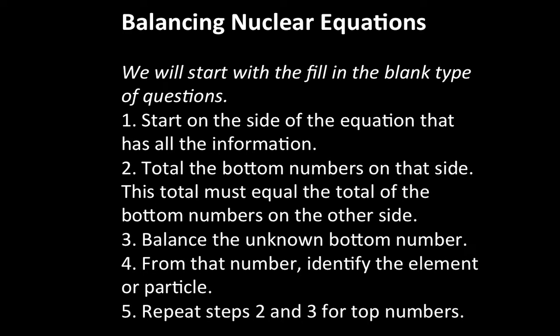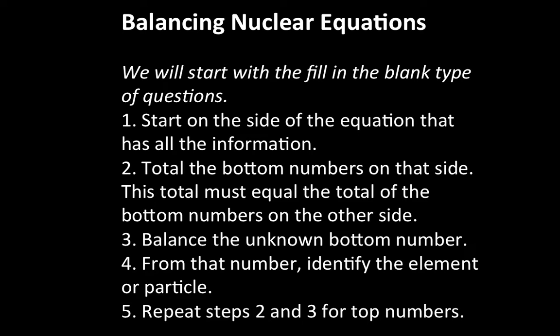Here are the steps, and they won't make a ton of sense quite yet, but we'll just rattle through them. Don't have to copy them down. If you end up needing them, I'll print them out and post them. When you look at an equation, you look at the side where you have all the information, in other words, where the blank isn't. We're going to start by dealing with the bottom numbers on that side, and the total of those bottom numbers will end up equaling the total of the bottom numbers on the other side. And then we finish off by balancing out that bottom number.